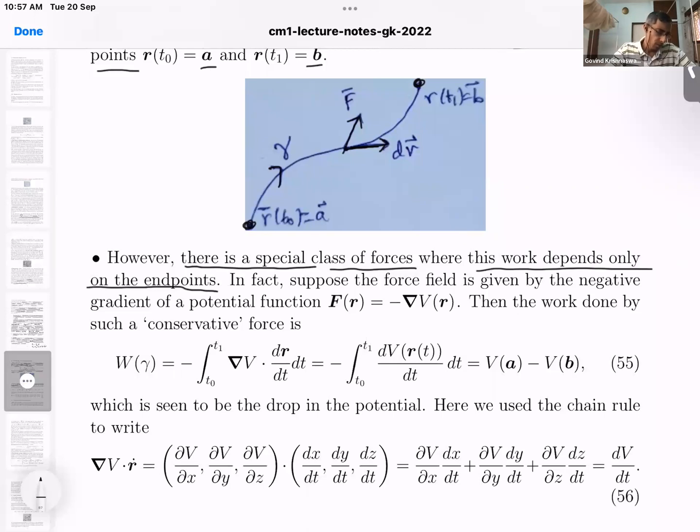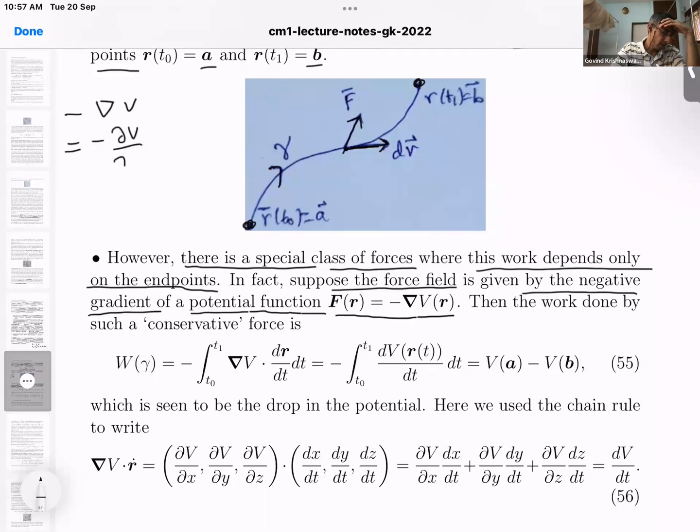This is something we talked about. In fact, suppose the force field is given by the negative gradient of a potential function. So this is conventional, that F is equal to minus gradient of some V. So remember, minus gradient of V is a vector with components minus dV by dx x hat, minus dV by dy y hat, and minus dV by dz z hat.